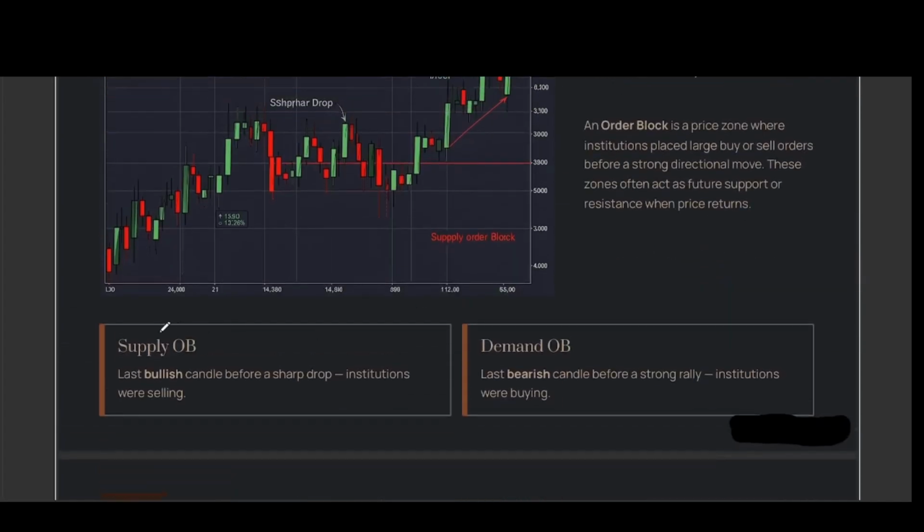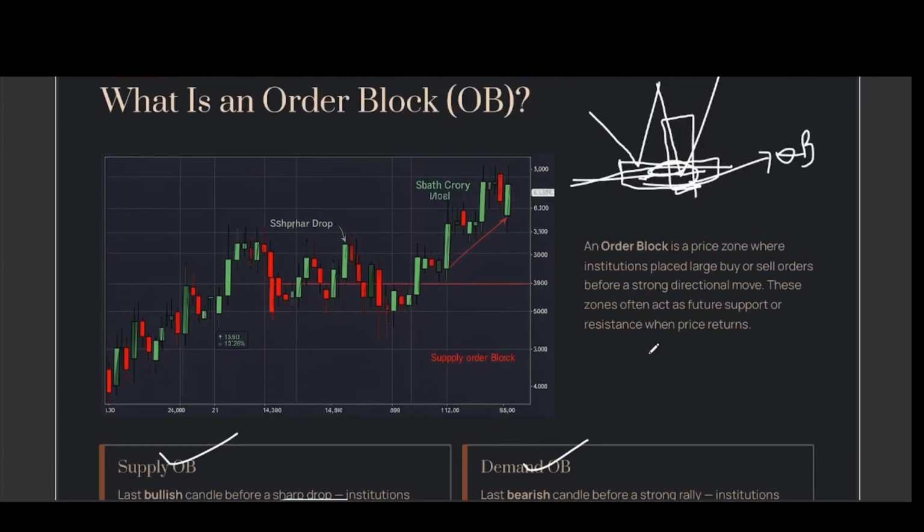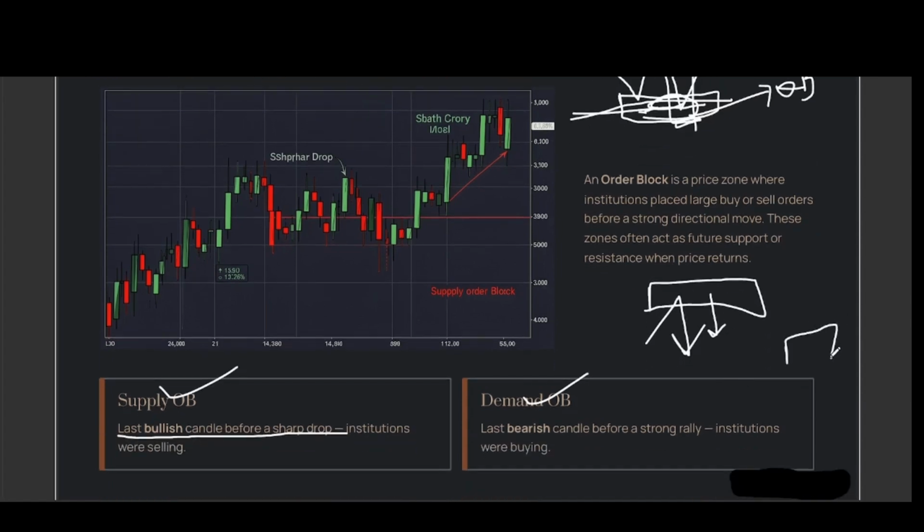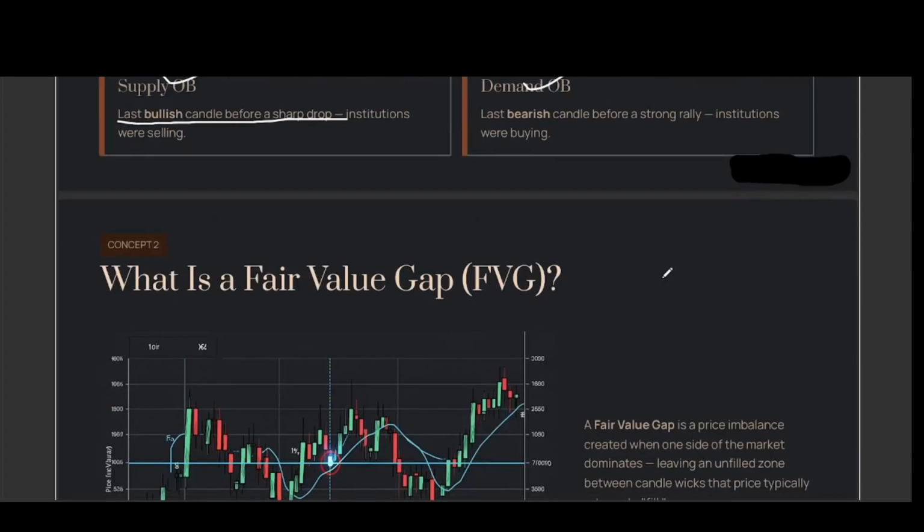Now, supply order block and demand order block. These are of two types. A supply order block is the last bullish candle before a sharp drop. It is like a resistance zone, where sharp selling comes. This is called a supply order block. Whereas a demand order block is a rectangular zone where sharp buy side trades come. So this is called a demand order block, and this is called a supply order block.